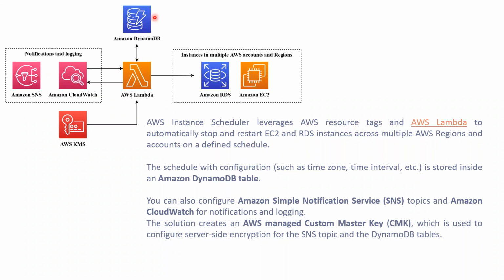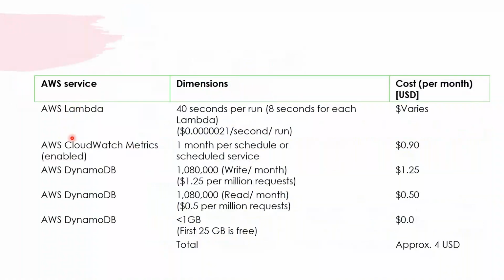Okay, so let's implement the solution. We are going to do it in an automated way. Even the solution deployment is going to be fully automated. It is a very robust solution, and when you implement this in a customer environment, they might ask about the overall solution cost. It might average between 2 to 4 USD a month. This is the per month cost we are talking about.